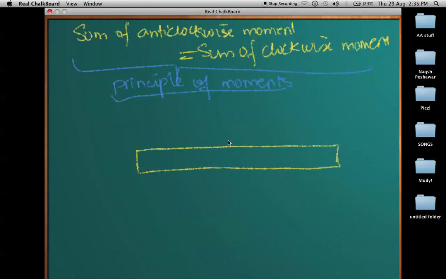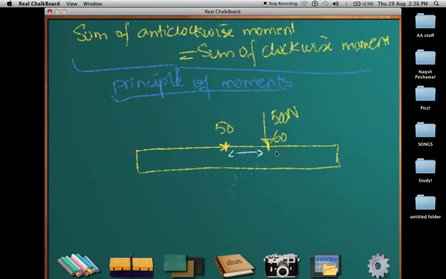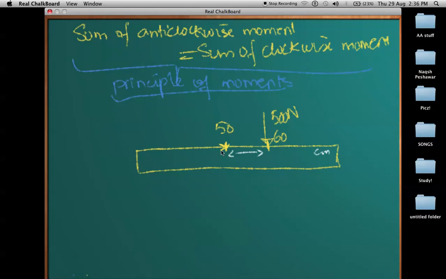The question says, this is the pivot again at 50. It's fixed here. The question says that I am applying a force of 500 newtons, let's say at the 60 mark. It doesn't look like 60 here, but I'm just taking it as 60. So at the 60 mark, this is a centimeter scale, I'm applying a 500 newton force. The question tells you that this scale or this plank is in equilibrium.